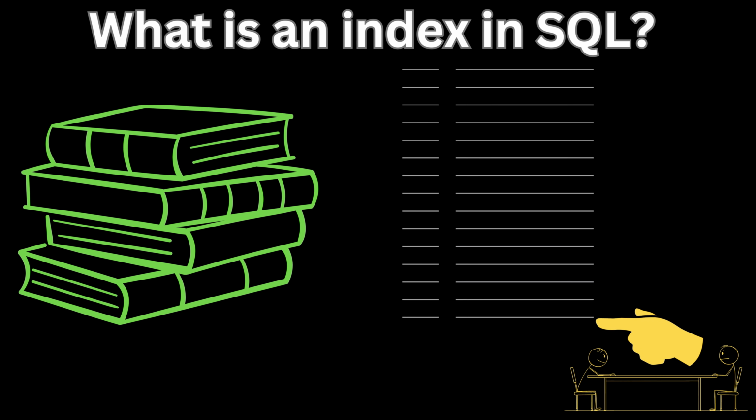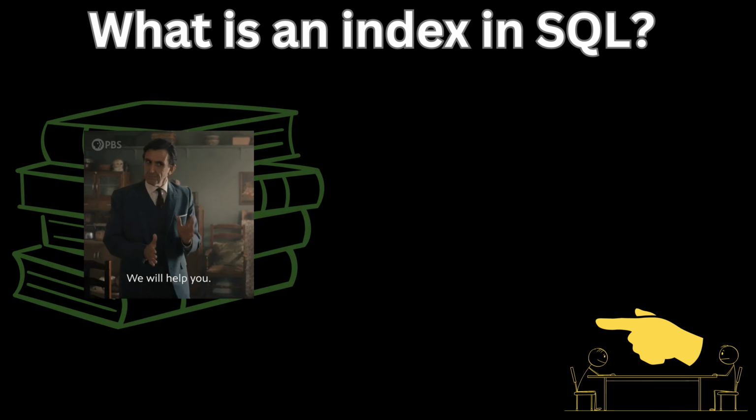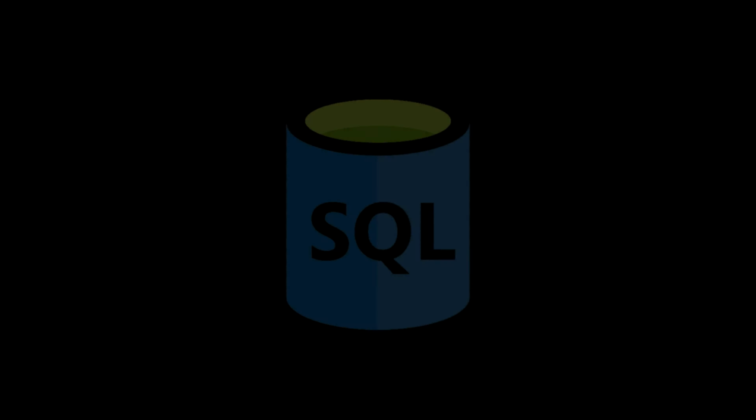What is an index in SQL? An index is like the index in a book. It helps you find information quickly. In SQL, an index improves the speed of data retrieval operations on a table by providing quick access to rows.